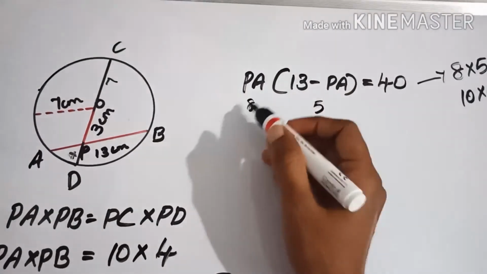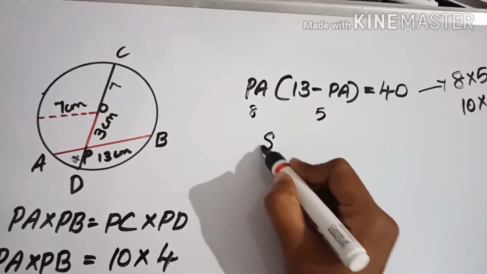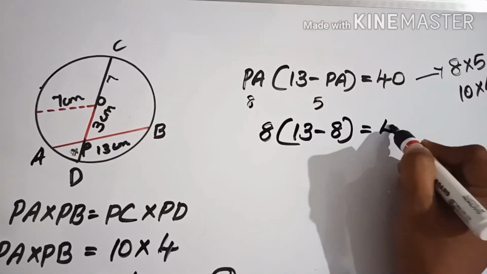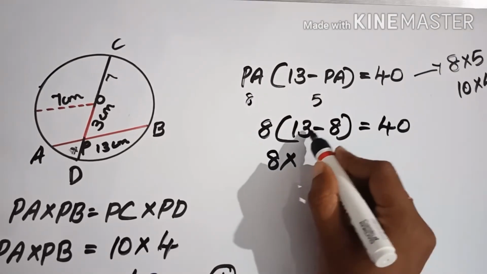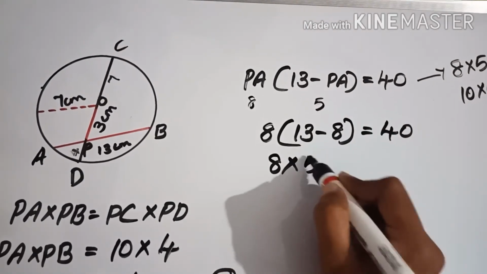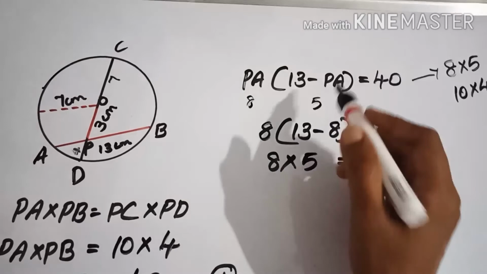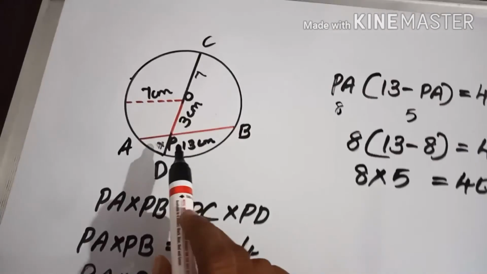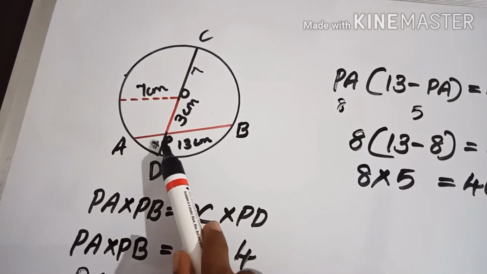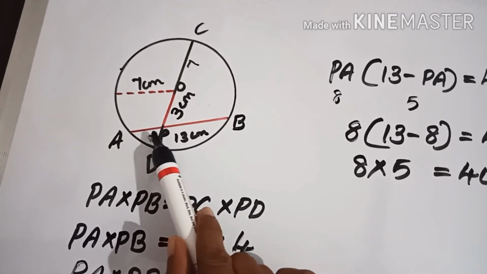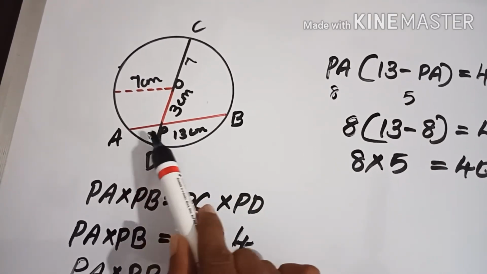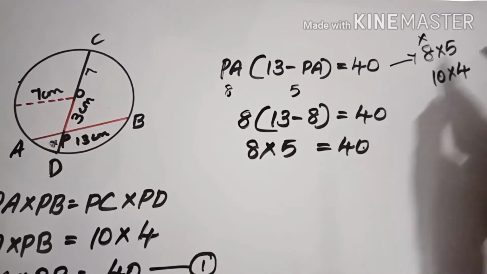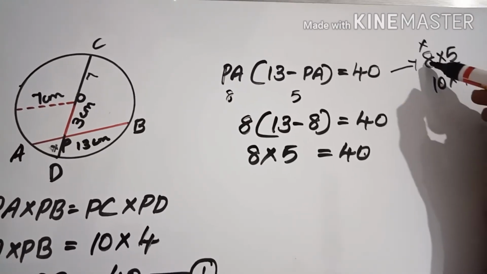So if PA is 8, 8 into (13 minus 8) equal to 40. 13 minus 8 is 5, so 8 into 5 equal to 40. So PA could be 8 centimeter. But here you can see that in the question it is given that PA is a little bit short compared to PB. The length of PA is short. That means 8 is not possible to consider. So instead of that, let's consider 5, either 8 or 5.